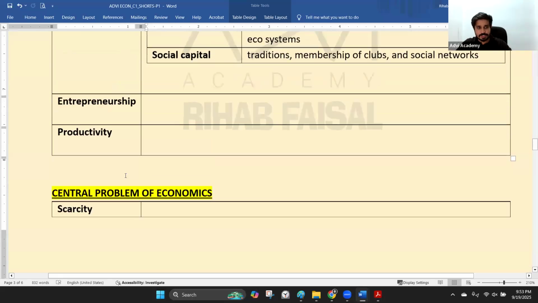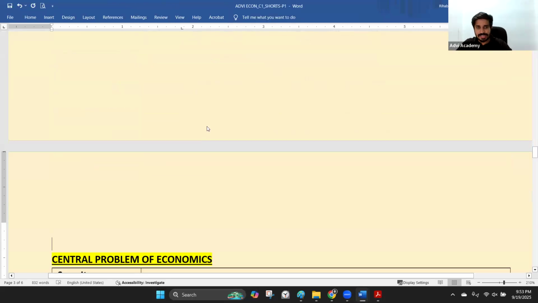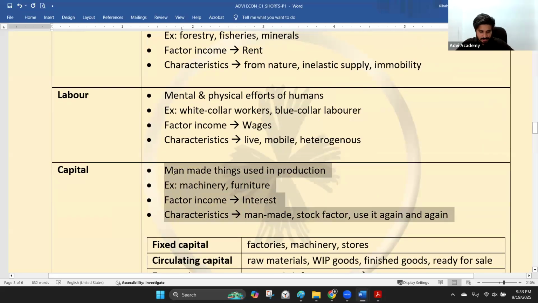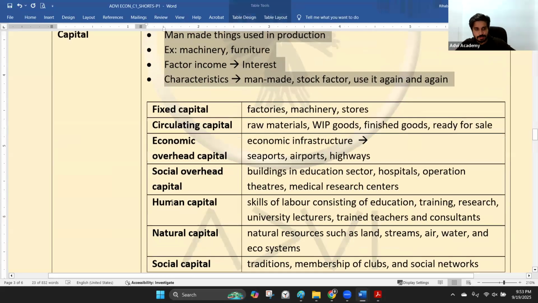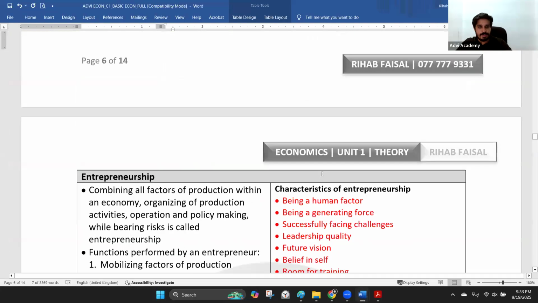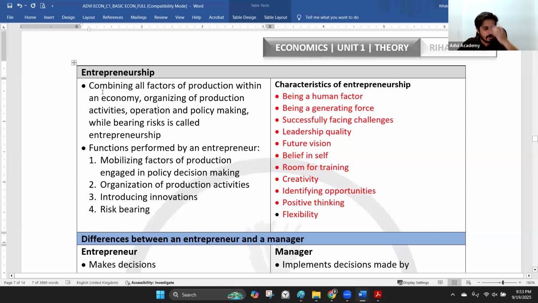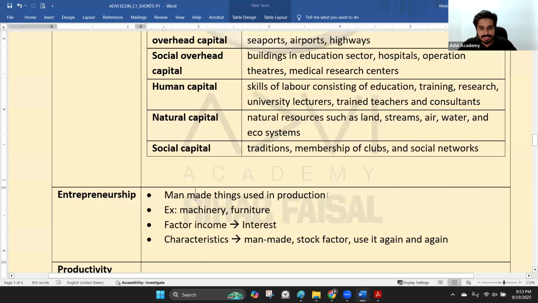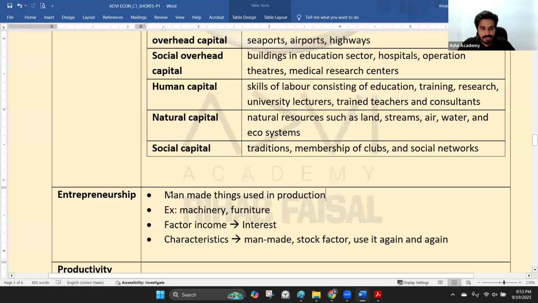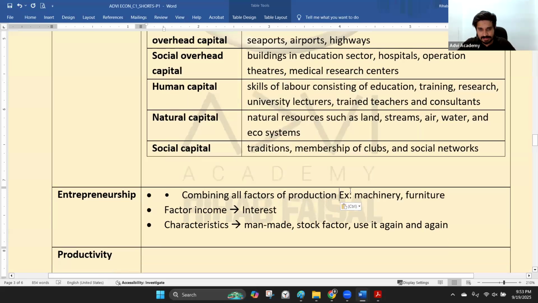Lastly, we will finish off entrepreneurship and productivity as well very quickly. Entrepreneurship, again, we can just use this itself. We'll write the definition. We'll talk about the factor income. Combining all, there are 4 things that are required in entrepreneurship. I'm going to put the characteristics separately, but I'll put the functions here. So entrepreneurship means combining all factors of production.